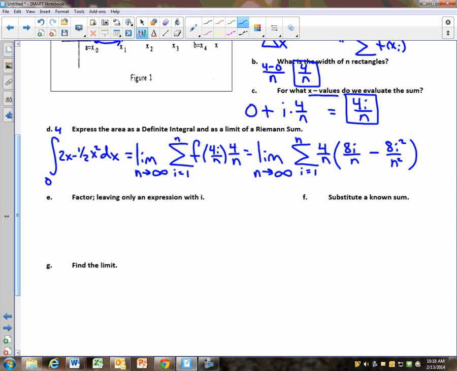What do you think? Yep, let's distribute the 4 over n. If I do that, I get 32i over n squared, right? Minus 32i squared over n to the third. You good with that? Okay. So what's different about this problem compared to the ones we did yesterday? We got two of them, so you just break it up into two sums. So we just do the first one, and we subtract the second one.